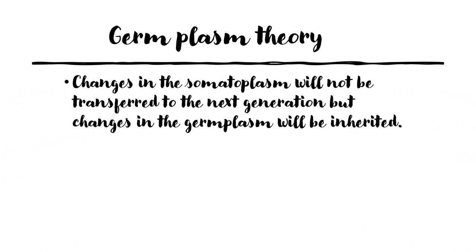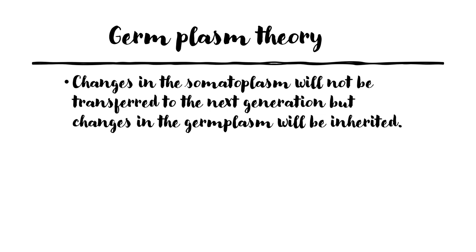So August Weismann has given this new theory, that is germplasm theory. As per this theory, he said changes in the somatoplasm will not be transferred to the next generation, but changes in the germ plasm will be inherited.